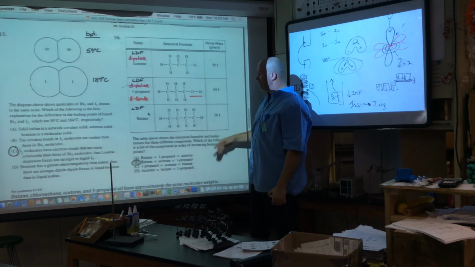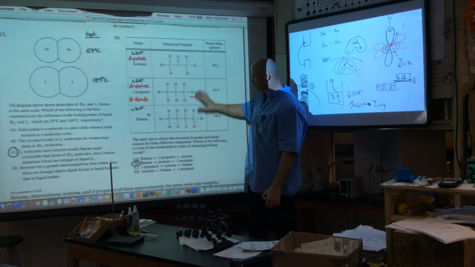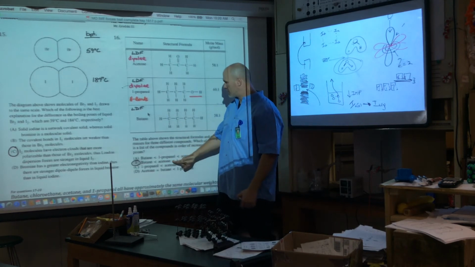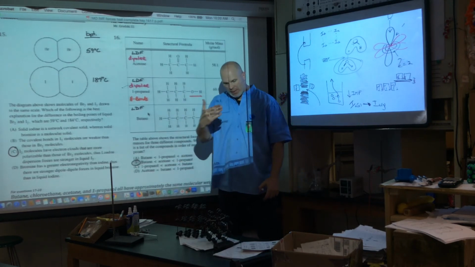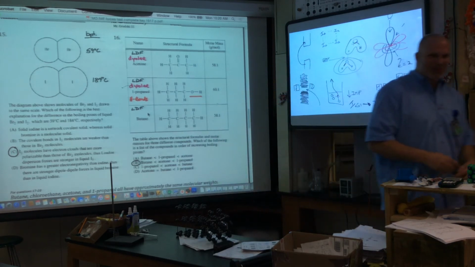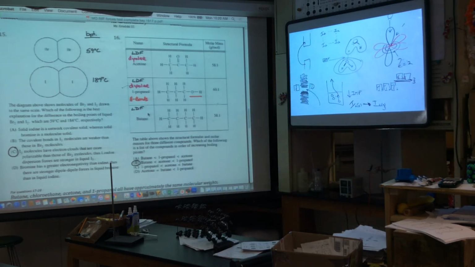All right, so because of having more attractive forces, butane is less than acetone, which is less than 1-propanol, and as Ellen said very eloquently, if you just looked at the next question, you could have answered those questions.